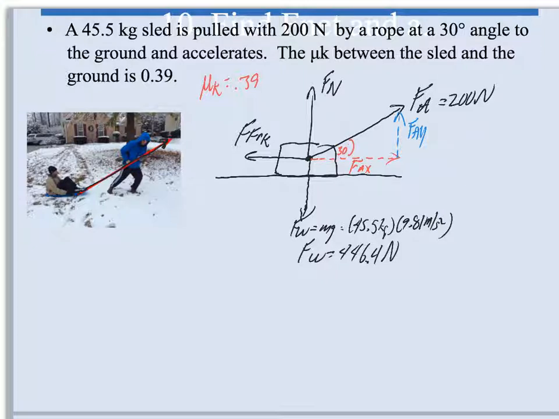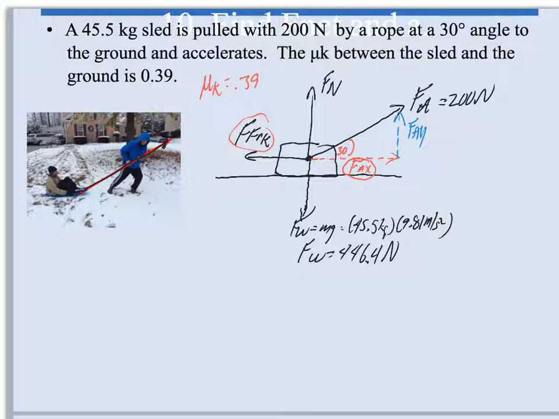It's just accelerating to the right, which means our Fax is going to be greater than our friction force because they're pointing in opposite directions. But what about along the y-axis? It's not being lifted up. It's not being pushed down into the ground. So it's simply balanced along the y-axis. But along the x-axis, it's not.